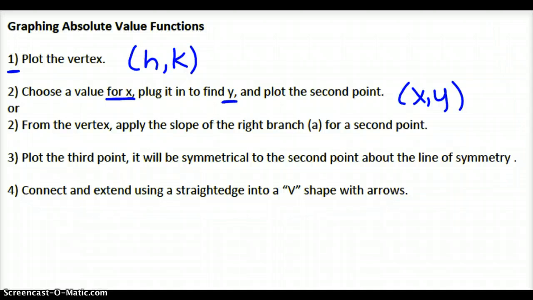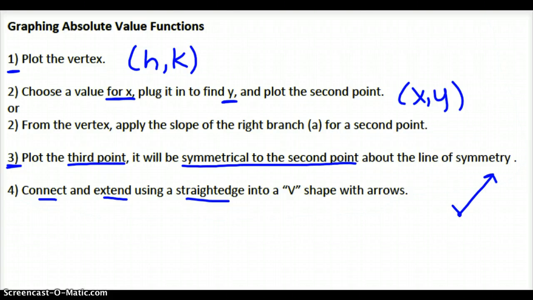And then from there, we'll go to the third step. You can always plot a third point because it will be symmetrical to the second point. So you're using that symmetry to find your third point. And from there, you can connect and extend using a straight edge into that classic V shape that we know all of our absolute value functions look like.